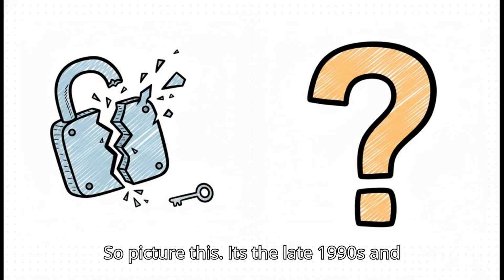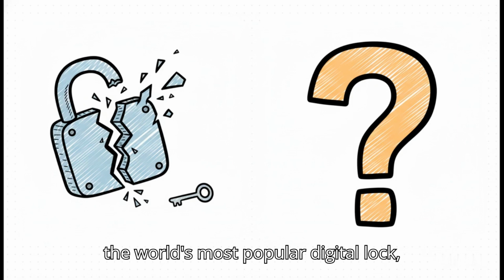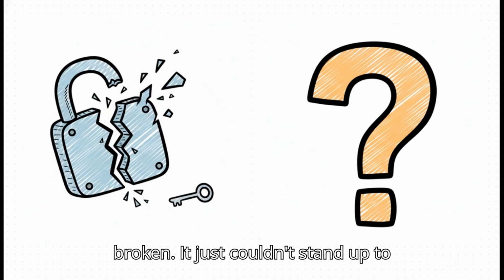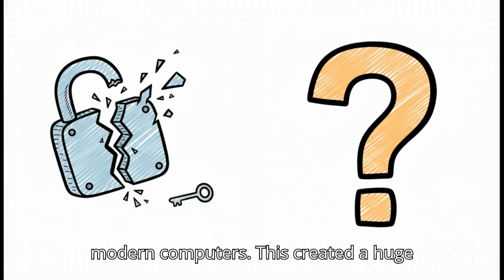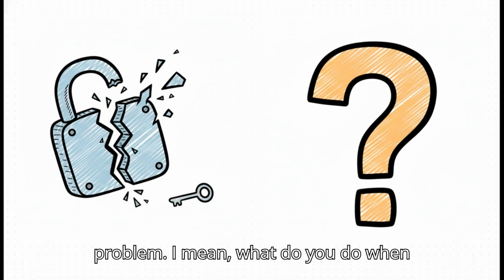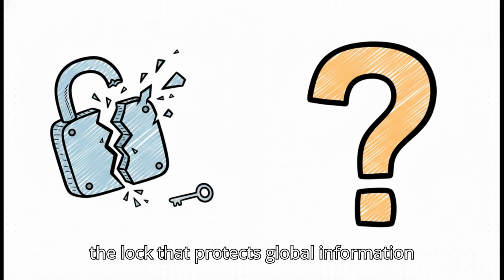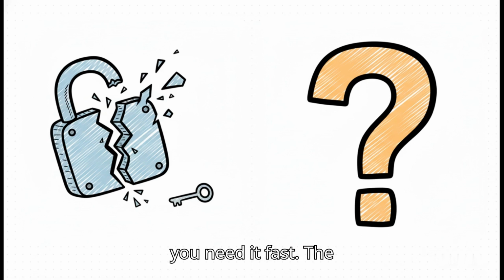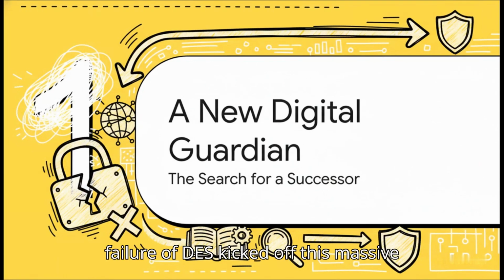So, picture this. It's the late 1990s, and the world's most popular digital lock, something called DES, is officially broken. It just couldn't stand up to modern computers. This created a huge problem. I mean, what do you do when the lock that protects global information is useless? You need a replacement, and you need it fast. The failure of DES kicked off this massive, global search for its successor.